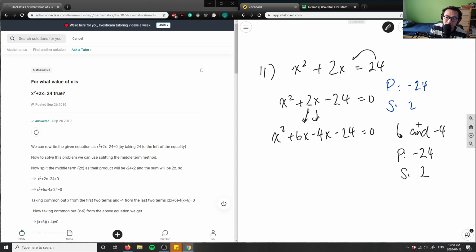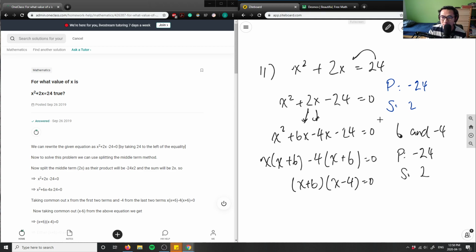What I'm going to do now is common factor each pair. I have x squared plus 6x. The common factor here is x, so if I divide that out, I get x plus 6. The common factor between negative 4x and negative 24 is negative 4. Dividing that out, we get x plus 6 here as well. So now I can rewrite this as x plus 6, and group x and negative 4 together, and I get x minus 4 equals 0.